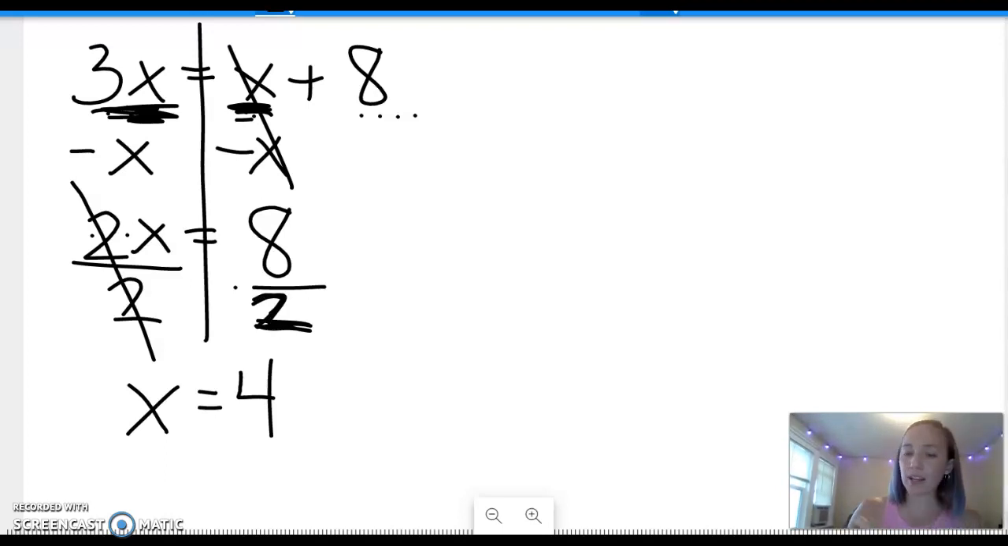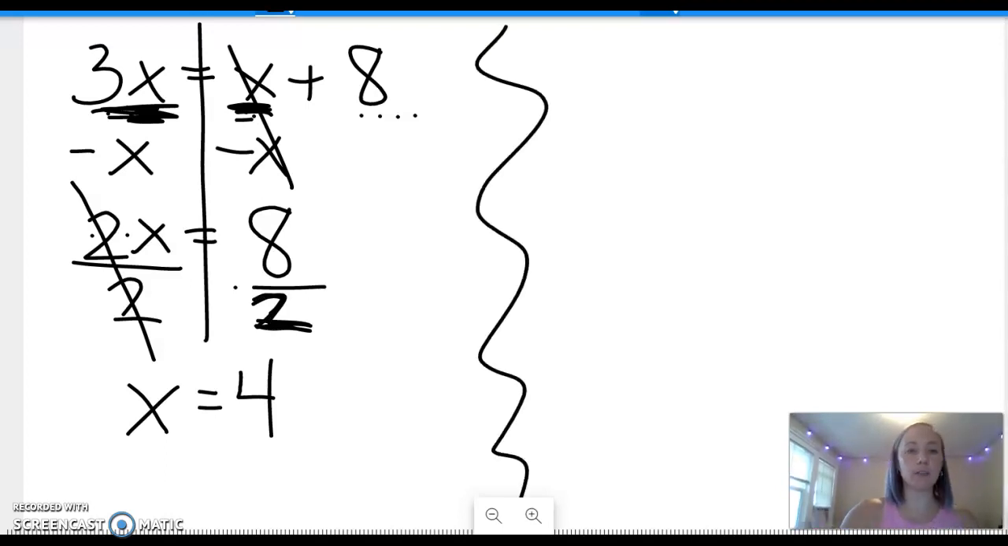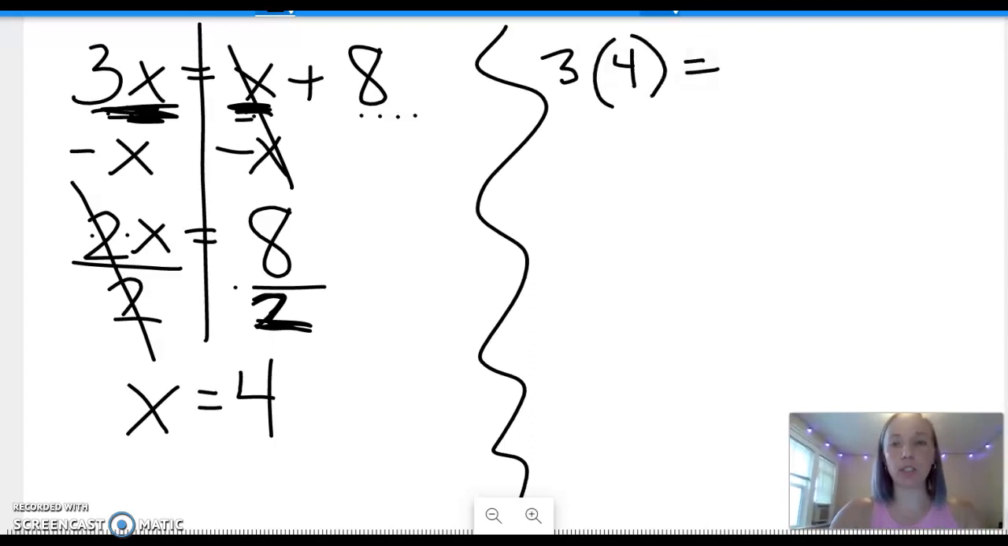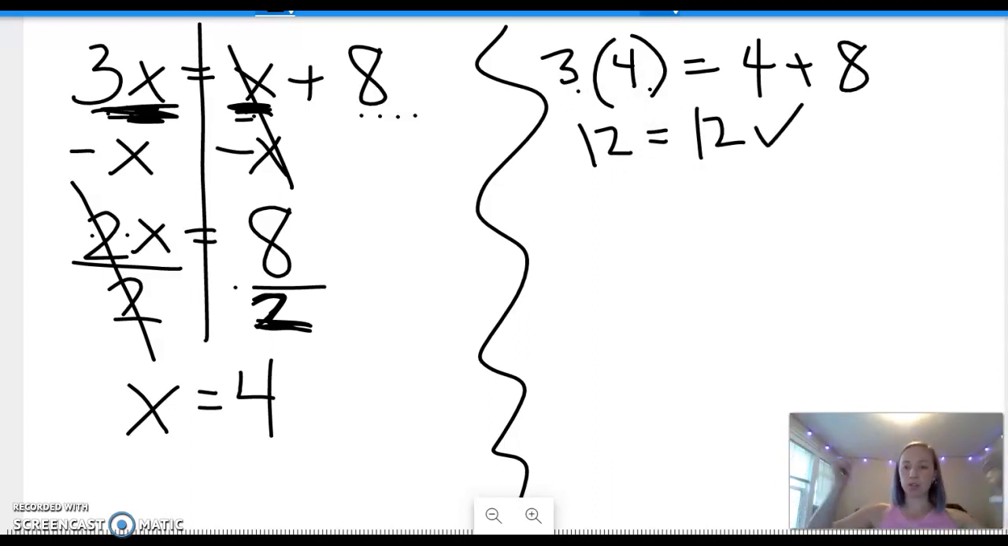So I think my x is equal to 4, but let's see. Let's put it in and try it. So 3 times 4 hopefully will equal 4 plus 8. 3 times 4 is 12. 4 plus 8 is 12. 12 equals 12. Good to go. If I got something like 10 equals 8 or just anything that weren't equal, then I would know it didn't work, and I'd have to try it again.